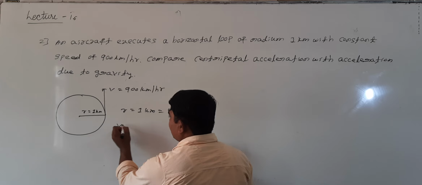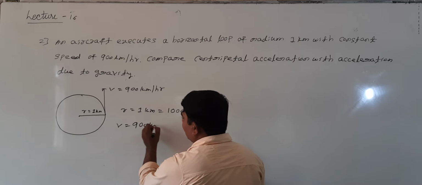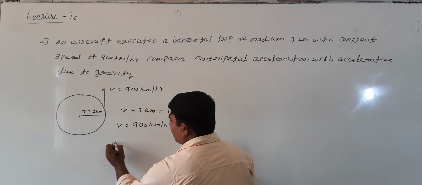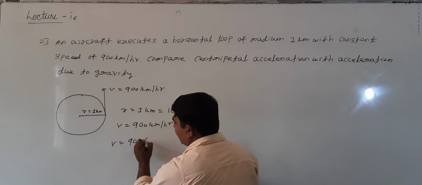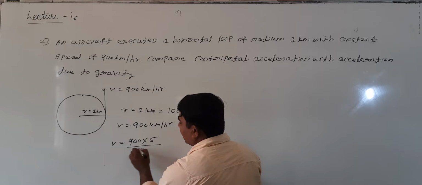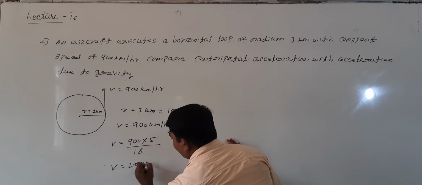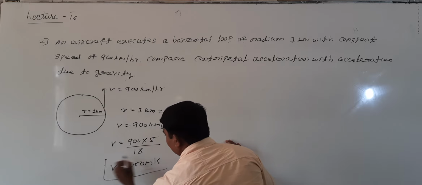What is the linear speed? 900 kilometer per hour is given. Convert this into meter per second. How to convert? See here. 900 into 5 divided by 18. Then how much speed is there? Directly 250 meter per second.